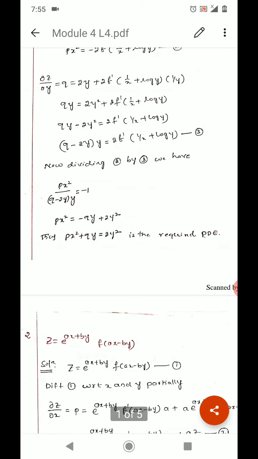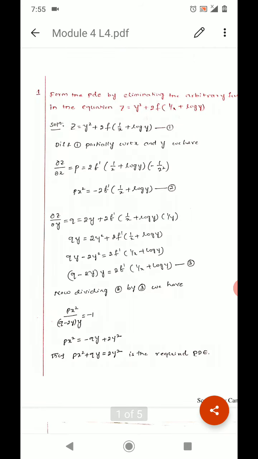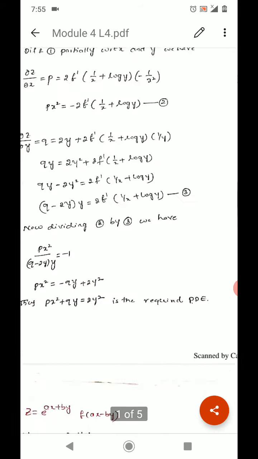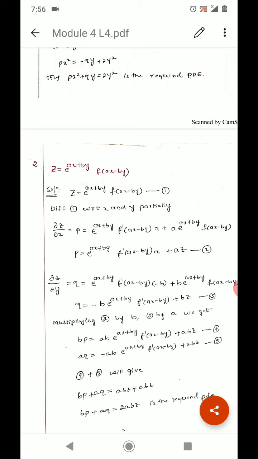So in the given equation we eliminated the function, that is f of 1 by x plus log y, to obtain the required partial differential equation. So in this form we have to eliminate the arbitrary function. Now we have to solve the next problem, that is z is equal to e power ax plus by times f of ax minus by. So here the arbitrary function is f of ax minus by. We have to eliminate that function.